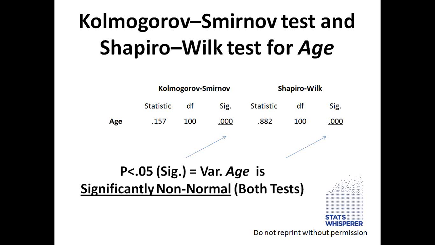Now each of them tests the skewness and kurtosis. So what it's saying is the skewness and kurtosis are significantly off. So that's a challenge.